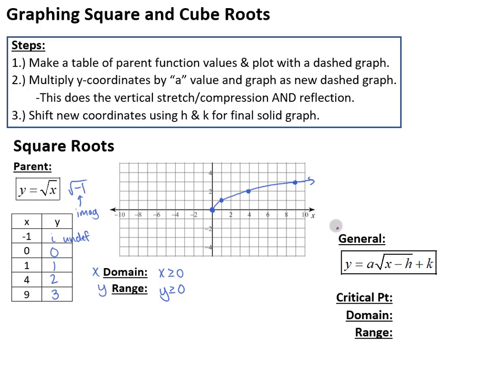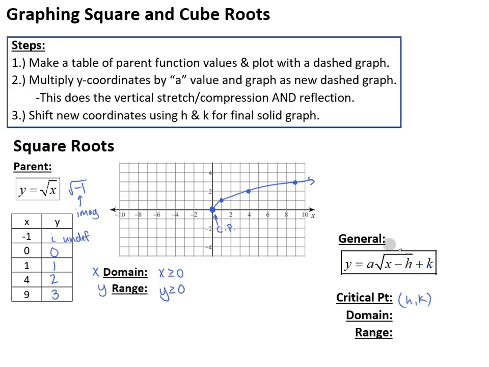Okay, now in this case, we don't have a vertex in particular where h and k are, but we would call this a critical point on our graph. It's kind of where my graph starts. So this would be our critical point here. We'll just abbreviate CP, critical point, which was at 0, 0, which is what your h and k values would be in that parent function.